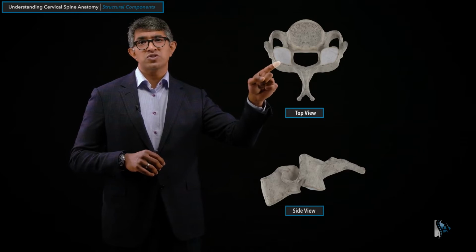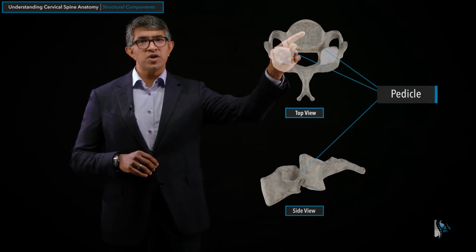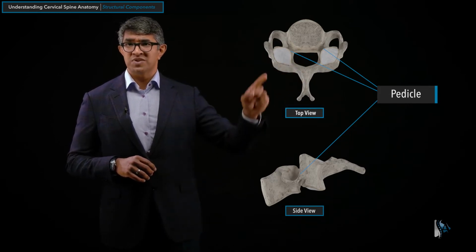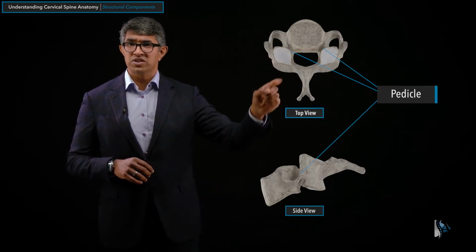talk about is the pedicles, which are small structures that connect the front part of the spine with the back part of the spine. And these can be small, 3-4 millimeters even in size, but that's what connects you from a bony standpoint front to back.